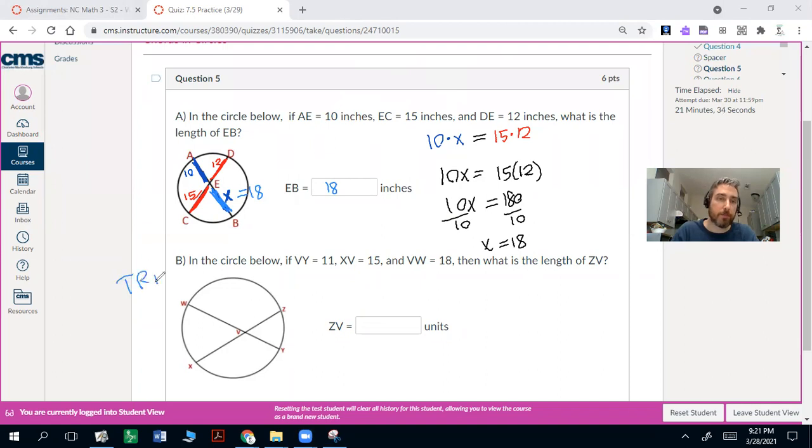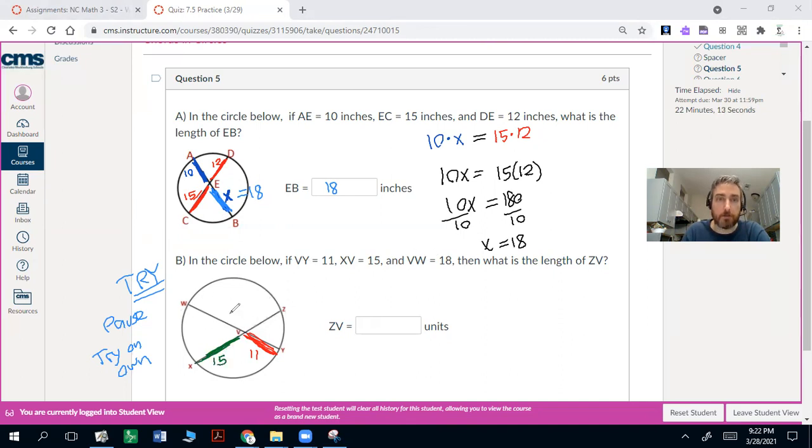Try letter B. Pause the video and try it on your own, then you can unpause it and check. Okay, hopefully you've tried it. In the circle below, VY is 11. XV is 15. Again, XV is along a different chord, so I'll put a different color with that. So that's going to be 15.